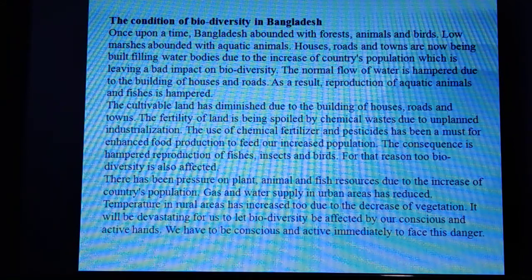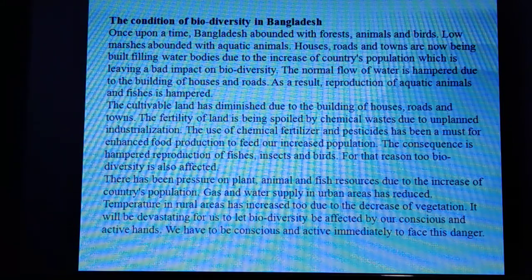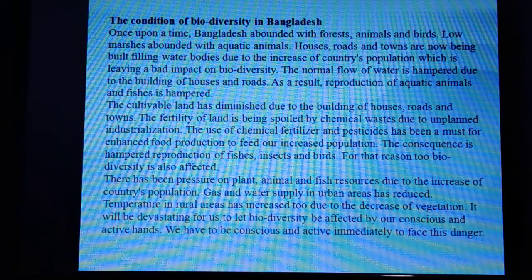But this use of fertilizer and pesticides creates a negative impact on biodiversity. The consequence is hampered reproduction of fish, insects, and birds. For that reason, biodiversity is also affected. There has been pressure on plant, animal, and fish resources due to the increase of the country's population. Gas and water supply in urban areas has reduced.